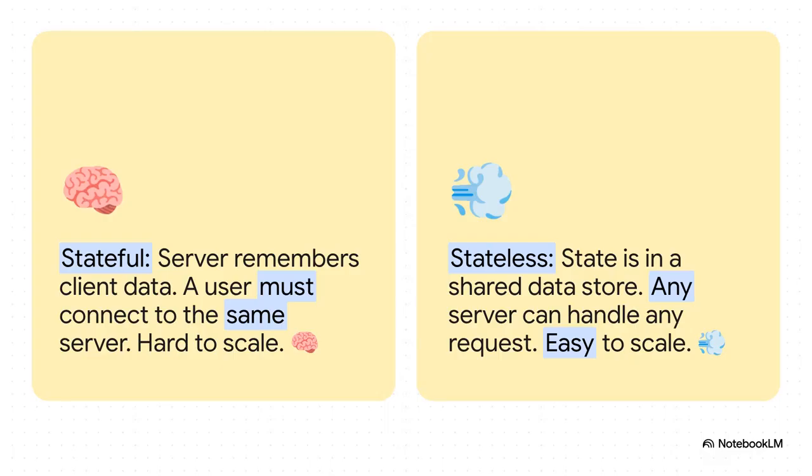Now, to truly scale across the globe, we have to make one more critical change to our web tier. We need to go stateless. See, a stateful server remembers things about you, which means you have to keep getting sent back to that same server every time. That's a nightmare for scaling. In a stateless world, all that information is stored somewhere central. This means any web server can handle any user's request, and that is the key that unlocks true global scale.